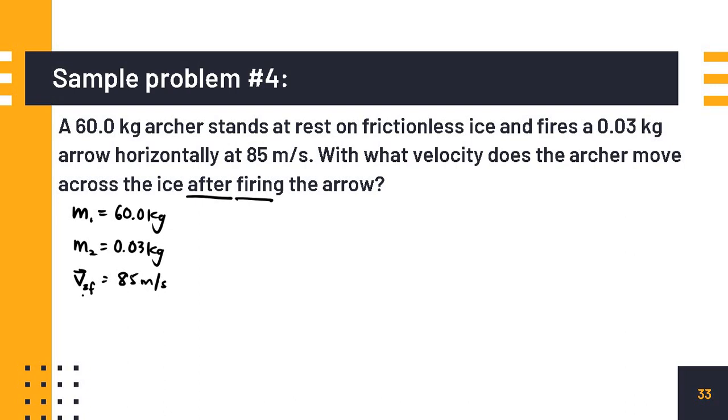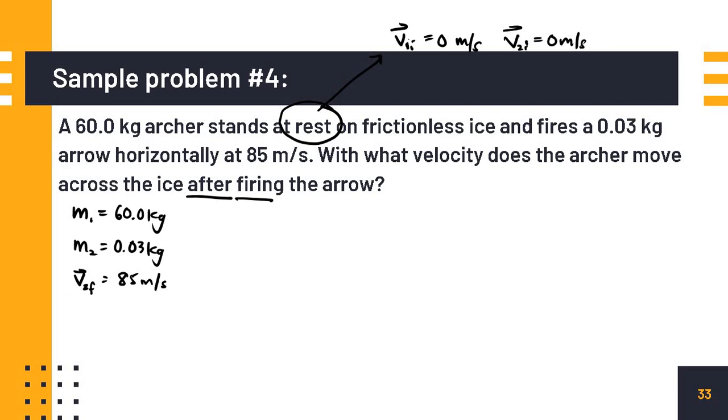So why is it the final velocity of the arrow? What are the initial velocities of the archer and the arrow? The initial velocity lies within this statement. Since both the archer and the arrow are initially at rest because they stand on that frictionless ice, we can assume that the initial velocity of the archer is equal to 0 meters per second, as well as the initial velocity of the arrow. That is also 0 meters per second.